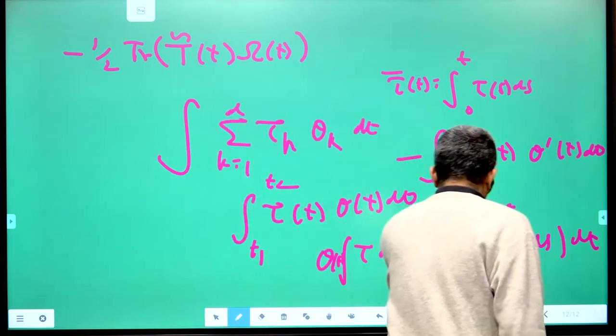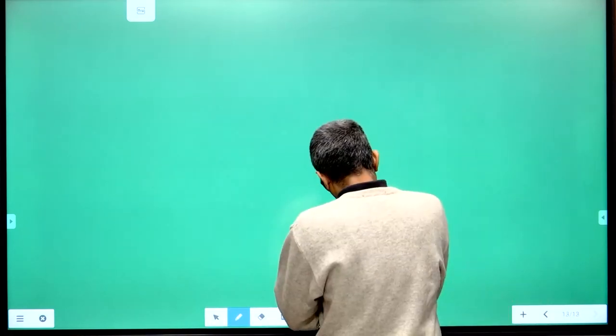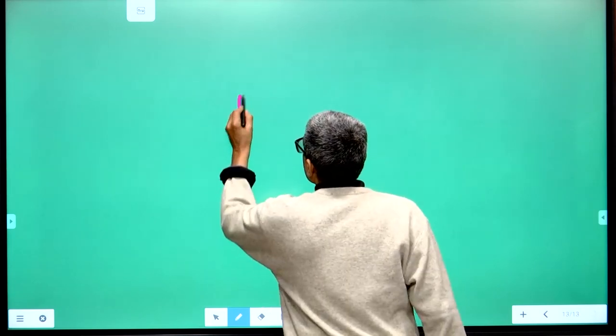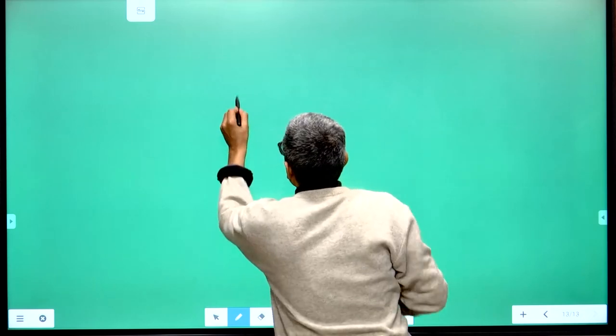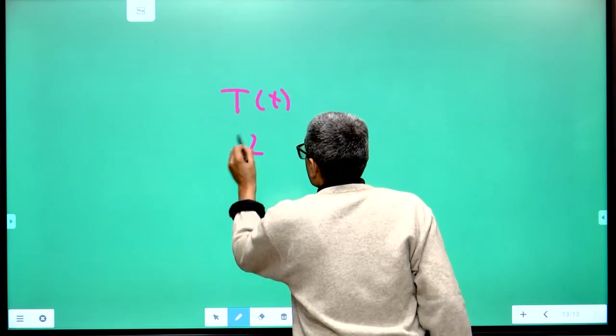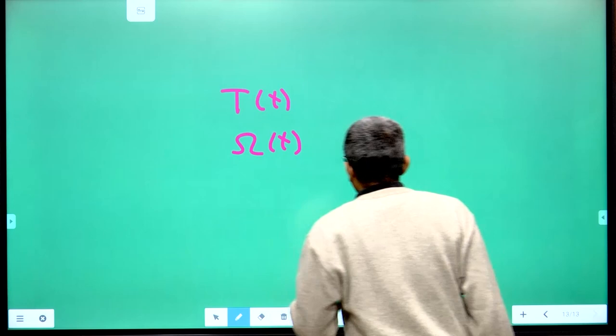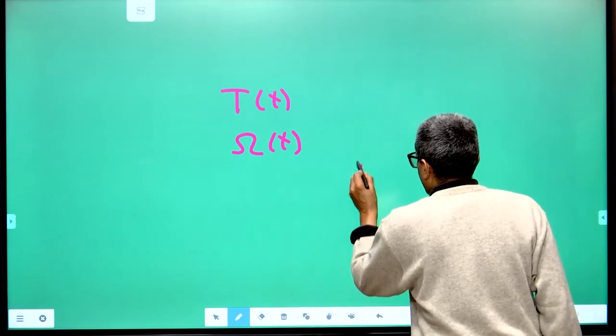Now, what do you mean by the torque tensor? You have to give meaning to the torque tensor and you have to give meaning to the angular velocity tensor. Angular velocity is very simple to obtain.